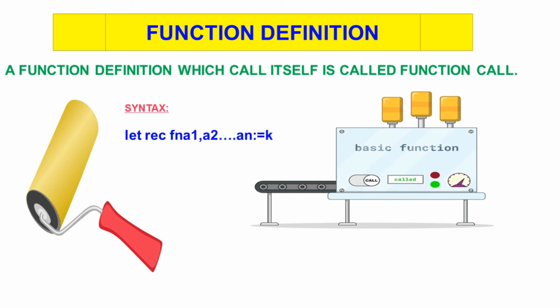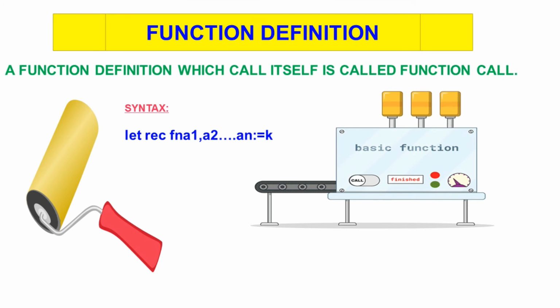Here the syntax to define a function is let rec f1 a1 a2 to an equal to k. Here f1 is a variable indicating an identifier being used as a function name. So f1 is nothing but a function name. a1 to an are variables, that is, parameters. Next, rec is for a recursive function.